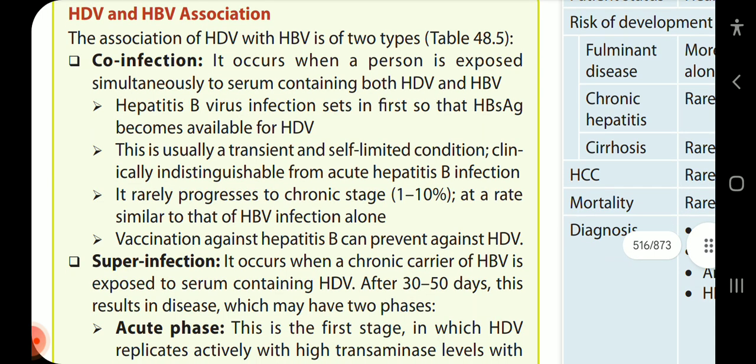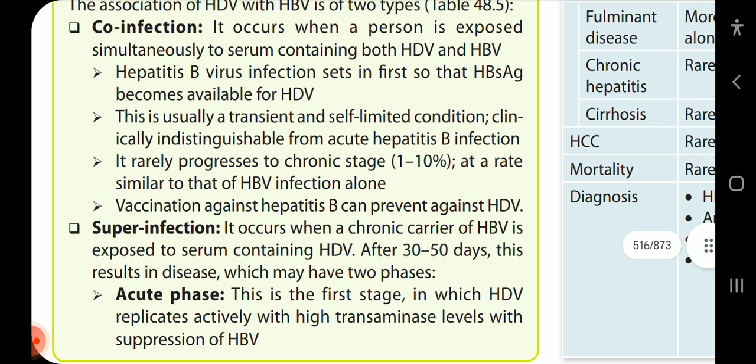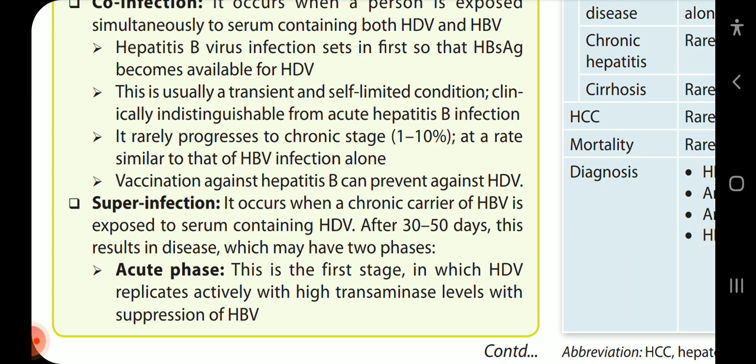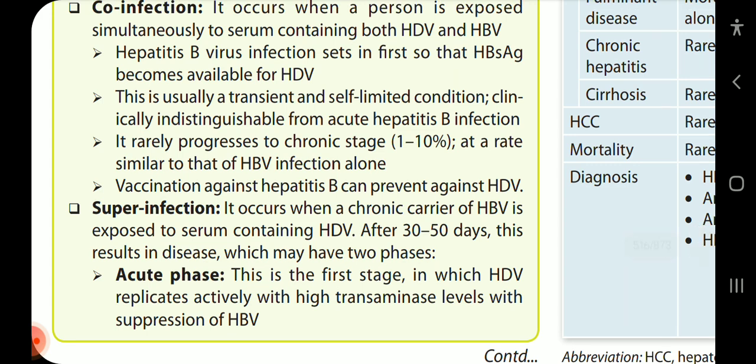HDV and HBV association. The association of HDV with HBV is of two types. Co-infection occurs when a person is exposed simultaneously to serum containing both HDV and HBV. Hepatitis B virus infection sets in first so that HBs antigen becomes available for HDV. This is usually a transient and self-limited condition, clinically indistinguishable from acute hepatitis B infection. It rarely progresses to chronic stage, 1 to 10%, at a rate similar to that of HBV infection alone. Vaccination against hepatitis B can prevent HDV.